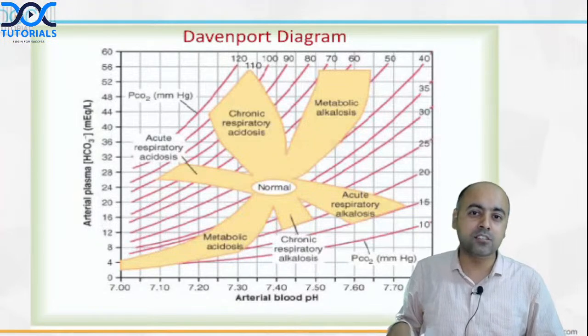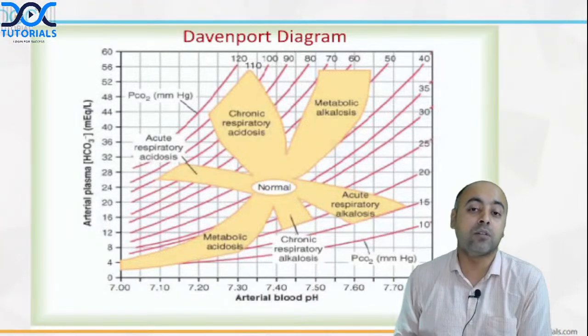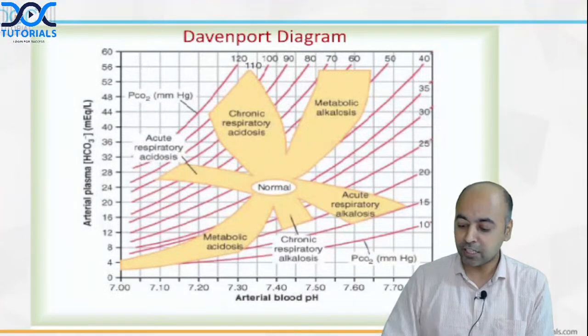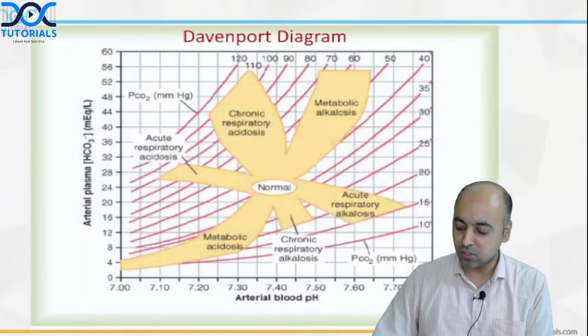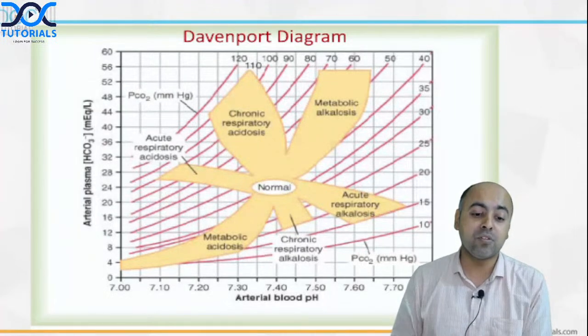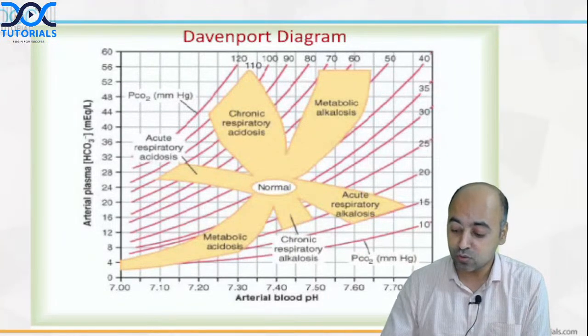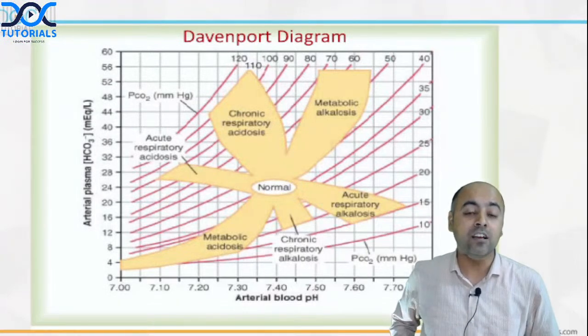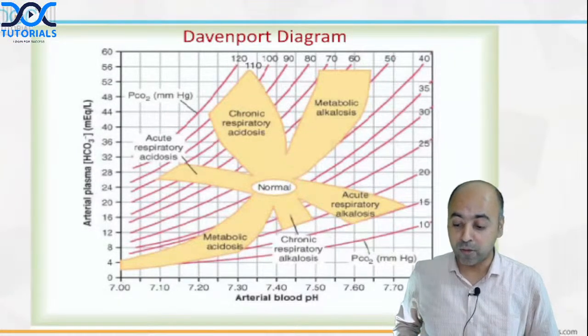Most of the interns would want to have this when they are placed in the emergency, because you just put in the values, the bicarbonate value, pH value, and PCO2 value, and immediately, wherever the dot falls, based on that you can identify the type of acid-base disorder you are looking at. This is known as the Davenport diagram. So this is another likely question that might land up in the exam.